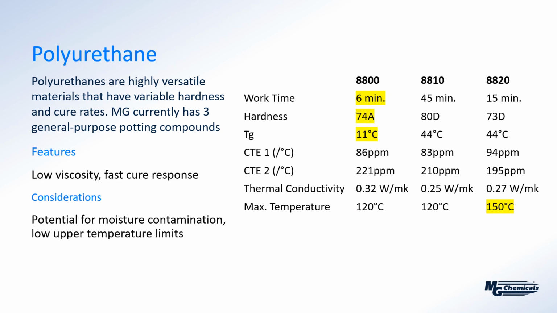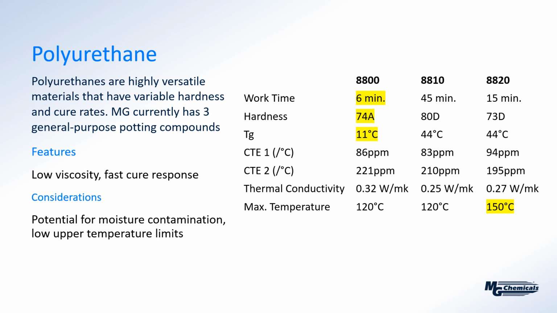So again, it has lower hardness than materials that you're more used to, lower glass transition, and a very short work time. So a lot of people like that for that feature. Very low viscosity as well. Whereas the 8810, kind of the opposite of that, in that it cures to more of a solid plastic and has a 45-minute working time. And then finally, the 8820 is a high temperature polyurethane. So we highlight its max temperature at about 150, which again is quite a bit higher than you get with traditional polyurethane, so kind of known for that.